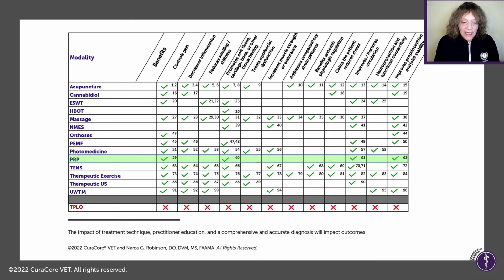PRP, platelet-rich plasma, has been shown to be important for pain control, for promoting tissue healing, and maybe helps with joint stability, but it's not increasing the connection of that cruciate ligament, but it's doing something, and it probably has some circulatory value as well.